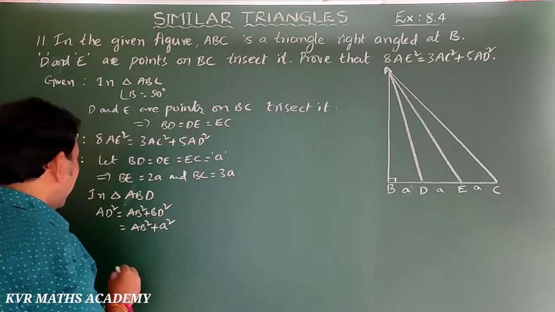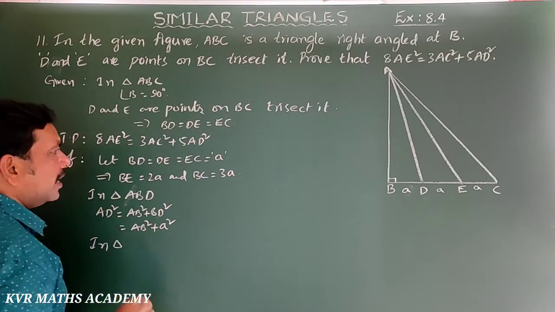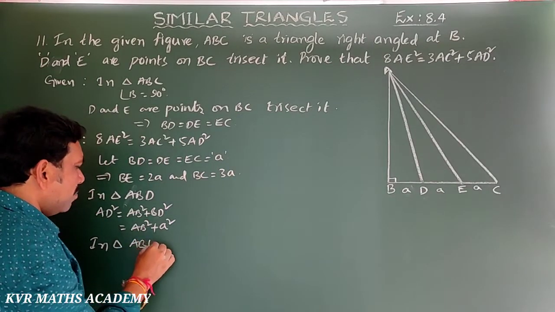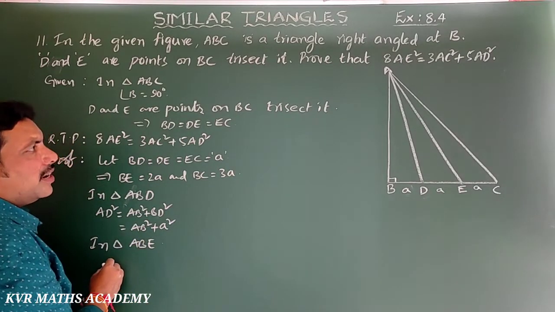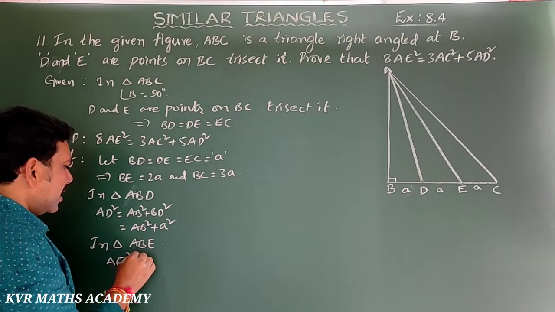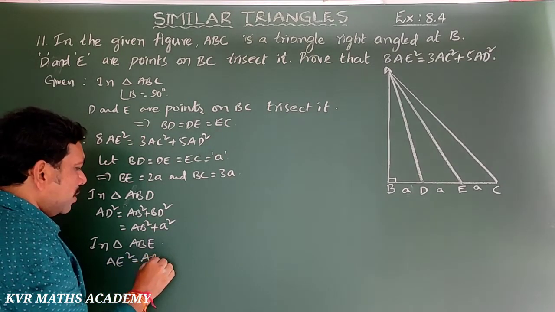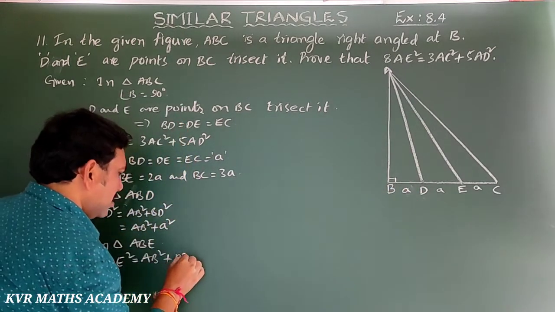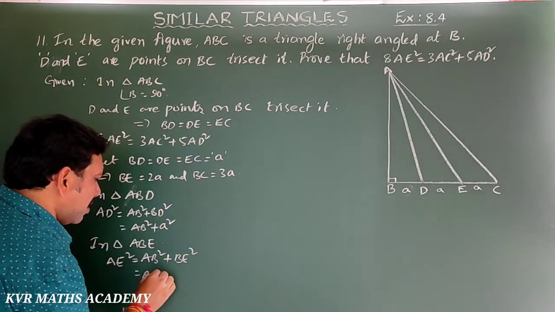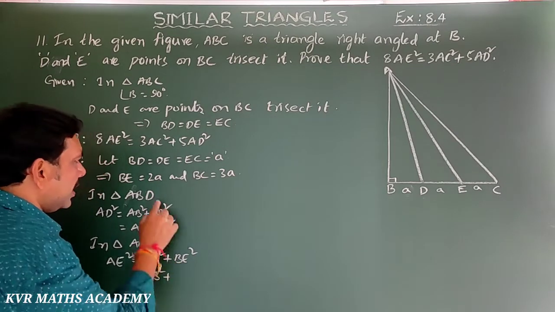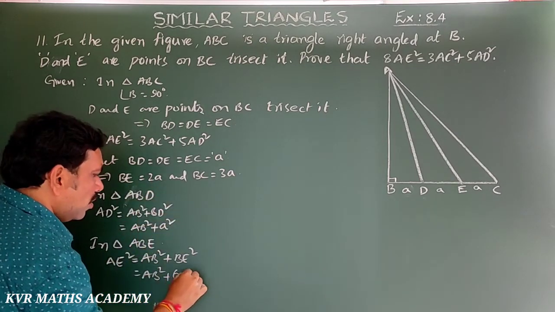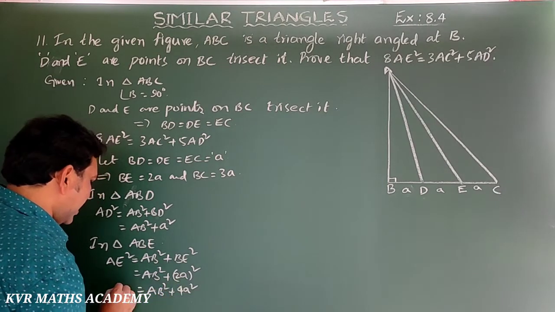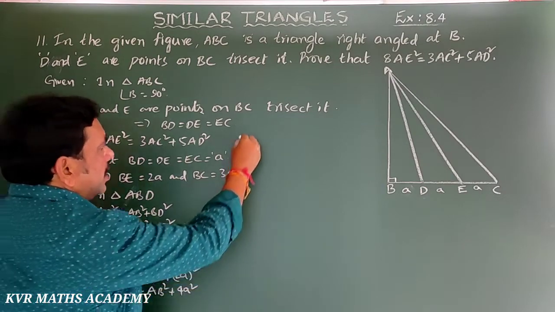Yes. Next, in the same way, in triangle ABE, by Pythagoras principle, AE square is equal to AB square plus BE square. BE is equal to 2a, so BE square is 2a whole square, that is AB square plus 4a square. This is AE square. Right?